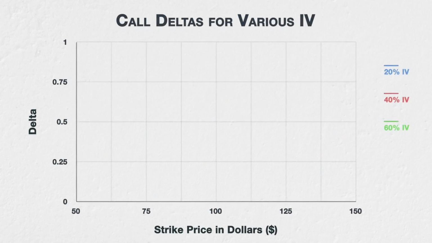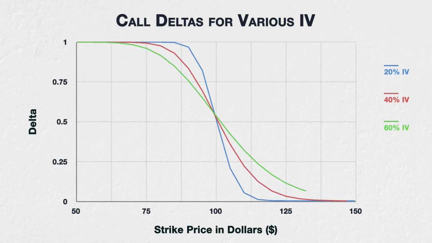We can also view this relationship between implied volatility and delta by taking a similar look at the delta of multiple option strikes at different IV levels, like so. This time the asset price is fixed at $100, still with 30 days until expiry, and instead of looking at a single $100 call option, we are looking at all call options with strike prices between $50 and $150.